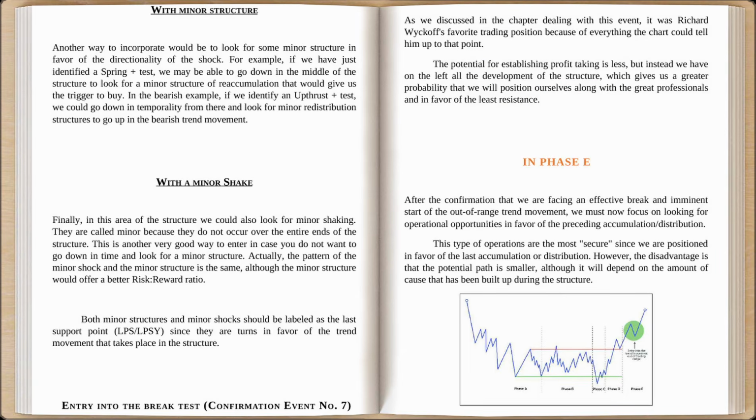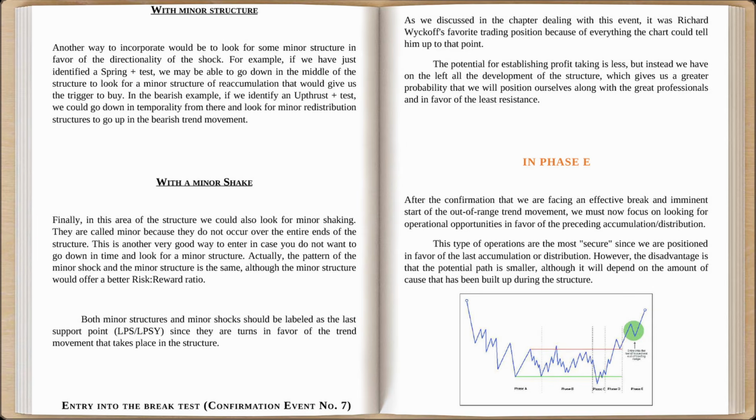With minor structure, another way to enter would be to look for some minor structure in favor of the directionality of the shake. For example, if we have just identified a spring plus test, we may go down in temporality within the structure to look for a minor reaccumulation structure that would give us the trigger to buy. In the bearish example, if we identify an upthrust plus test, we could go down in temporality from there and look for minor redistribution structures to go up in the bearish trend movement, with a minor shake.